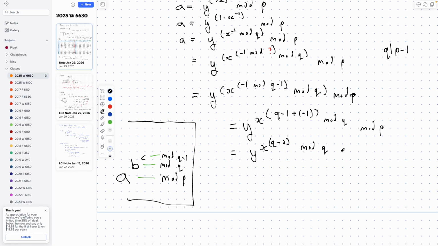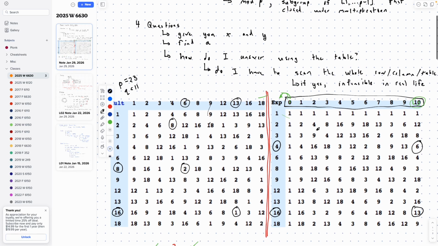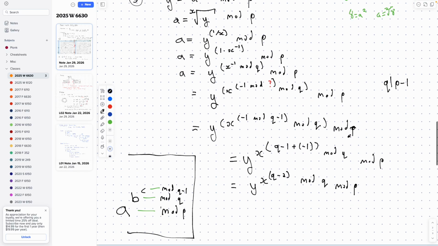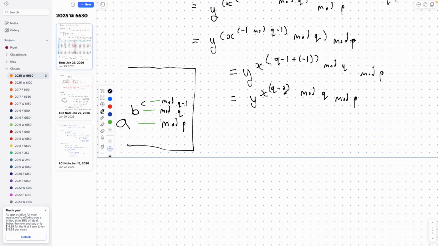Mod q, and then this is going to be mod p. Okay, now can I solve this? If I put in numbers, I can solve it. What I don't have is, I gave you an exponentiation table for mod p, but I didn't give you one for mod q. Okay, so again, I should have prepared better. If I had it for mod q, we could do an actual numeric example. Then you could just look up whatever it is to the -2, and then you do a second exponentiation lookup in your mod p table.